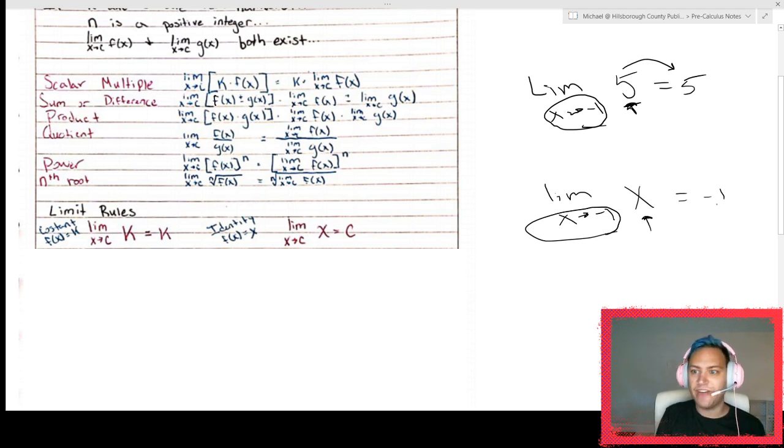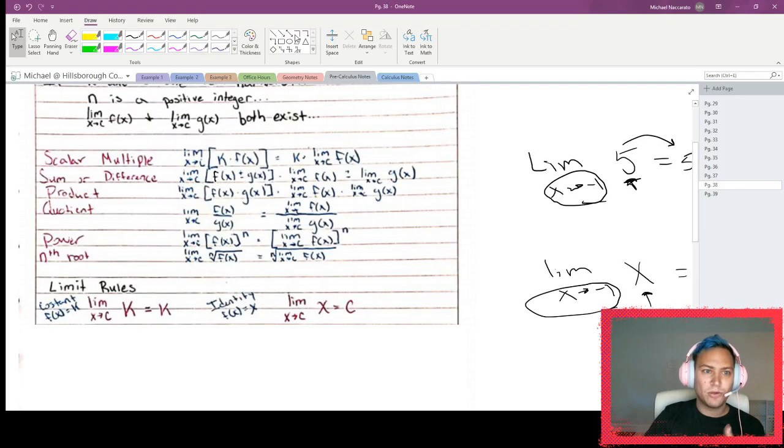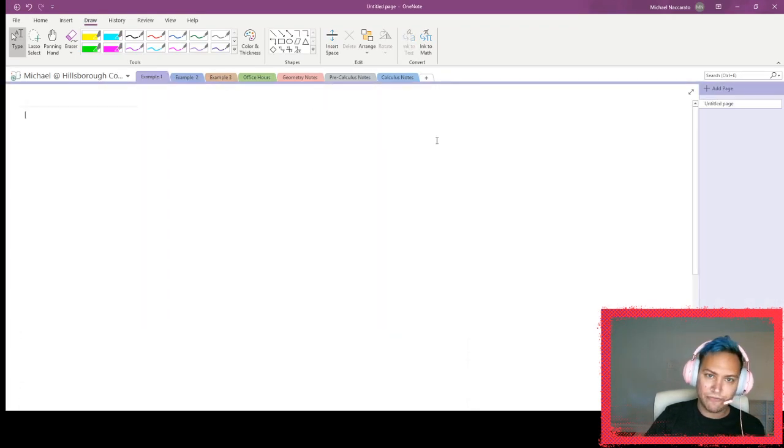If x was approaching 5, the answer would be 5. If x was approaching 6.6, the answer would be 6.6. So whatever it's approaching is what the answer is going to be. That's all going to make a little bit more sense, like I said, as we do these examples. So I've got a few examples to look at.